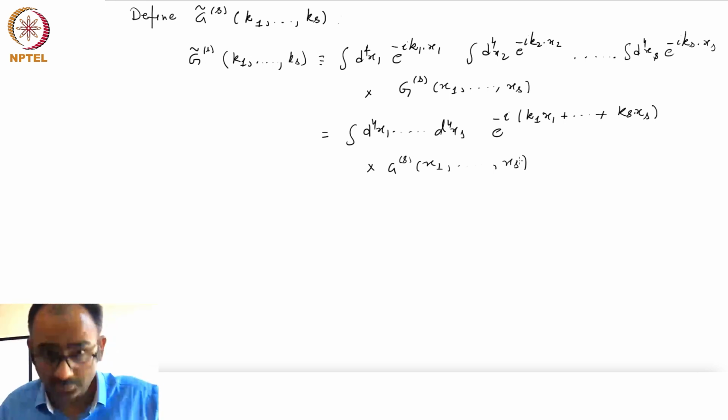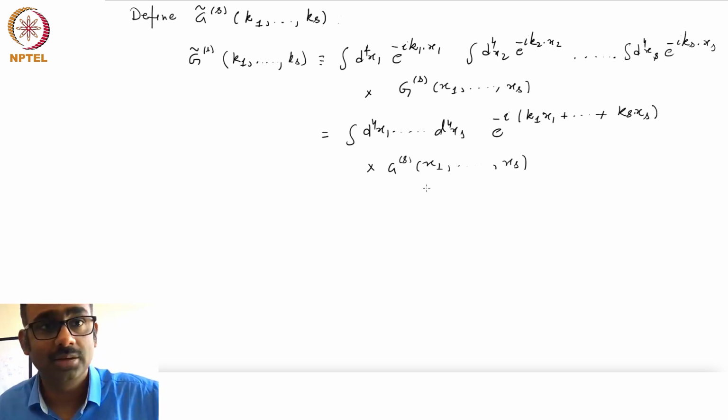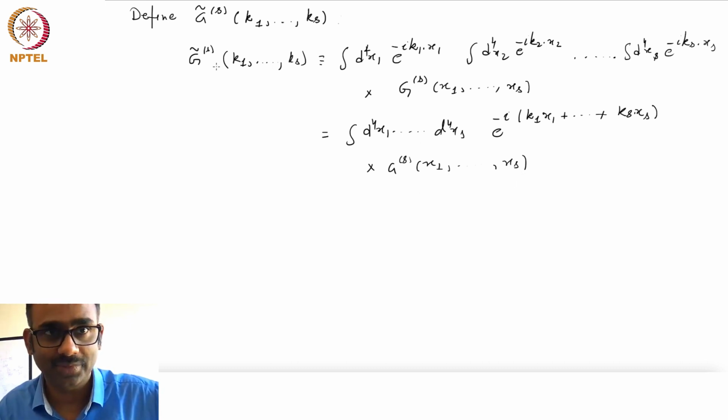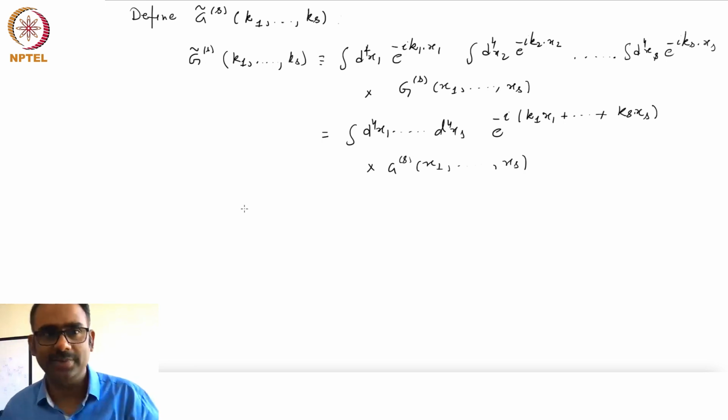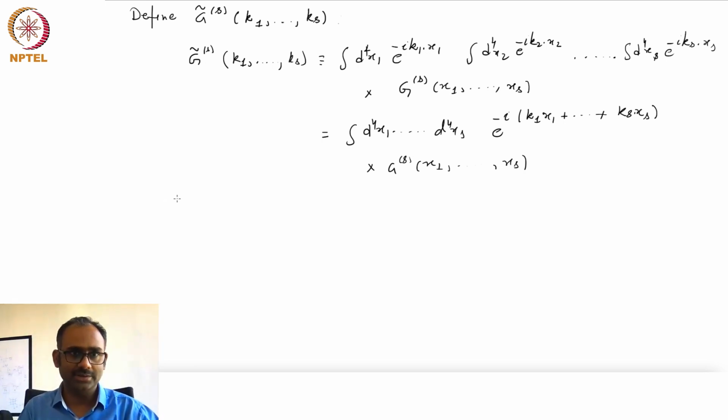Now, you see, this is what I was saying. If I now write G_s(x_1 to x_s) in terms of G tilde, where it depends on these conjugate variables k_1 to k_s, then the x dependence will be simple. So, I invert this and write G_s. I am just writing the inverse Fourier transform now.